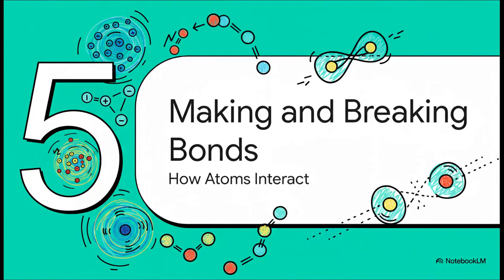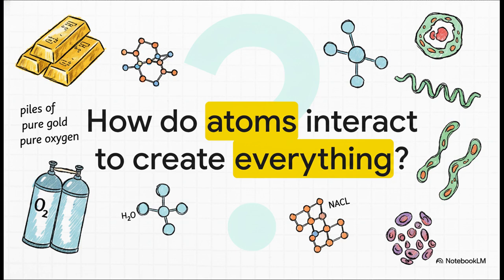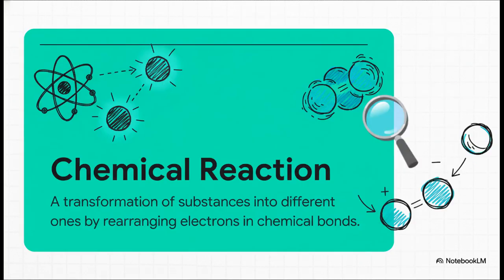Simple as that. Okay, so we've met all the individual atoms, but honestly, the real magic, the stuff that creates the entire world as we know it, happens when these atoms start to interact with each other. This is where you go from just a list of ingredients to an actual recipe. And that's the big question, isn't it? I mean, the world isn't just a bunch of separate piles of gold and oxygen and carbon. So how do these little atoms link up to create something as simple as a water molecule or as complex as a human being? Well, the answer is something called a chemical reaction.